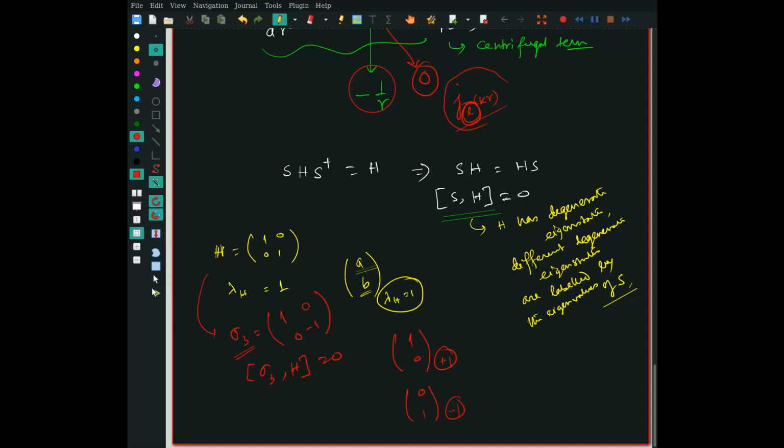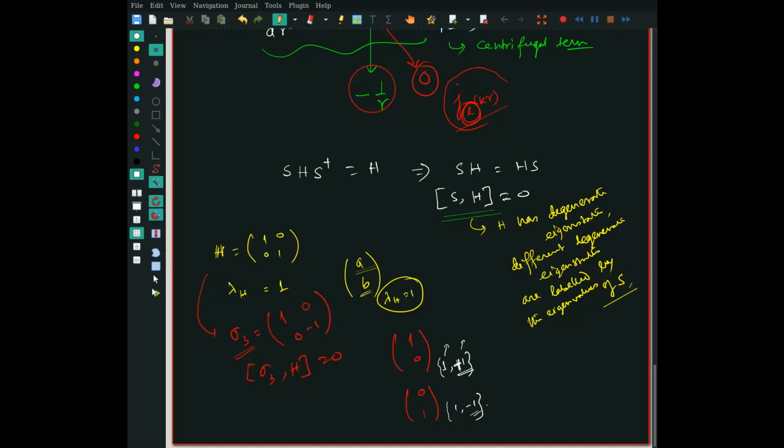So if I need to label the eigenvectors, I would label (1, 0) as my eigenvector corresponding to 1, minus 1. That means my Hamiltonian eigenvalue is 1 and my sigma 3 eigenvalue is, sorry, plus 1 and this is minus 1. So you see the degeneracy is broken by the eigenvectors of that commuting observable.